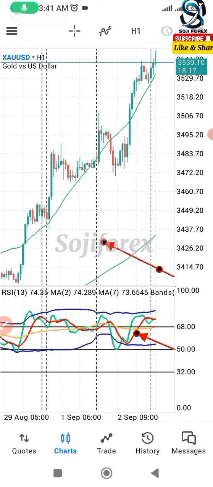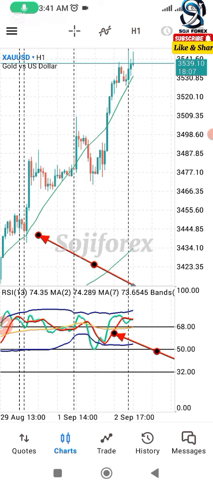Having established all of this, how exactly can we make entry? This is very effective if only you use it correctly. So the first thing we do is to determine the trend.